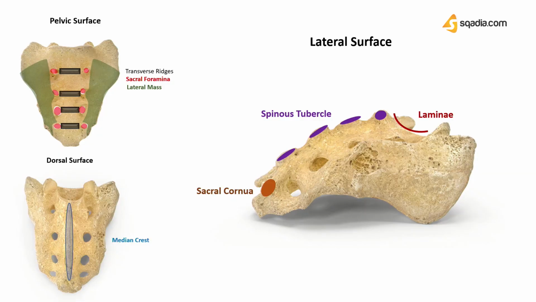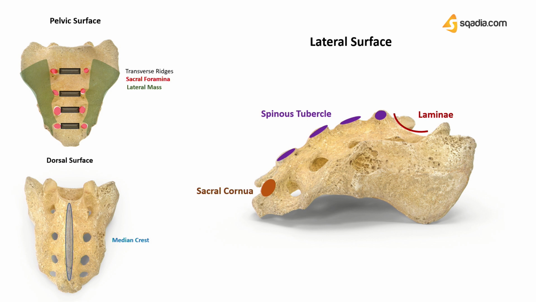Now discussing the lateral surface specifically. It bears an L-shaped articular surface area anteriorly and dorsally is present a dorsal pitted area. Now remember what articulates with this. It articulates with the hip bone at the sacroiliac joint.